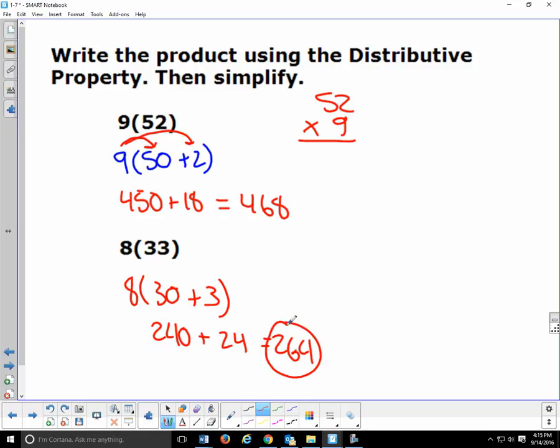And you can do those problems easier in your head. It's not necessarily easy, but easier in your head than setting it up kind of the traditional way and doing 8 times 3 and carrying the 2 and adding it back on and all that other junk. This is easier to do in your head. And that's another way we can use this distributive property.